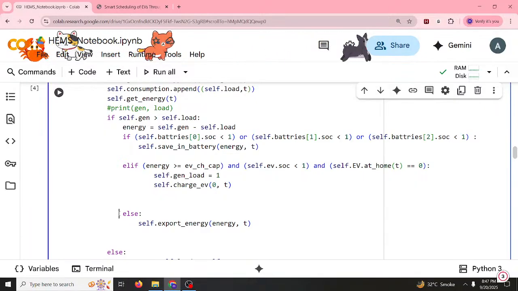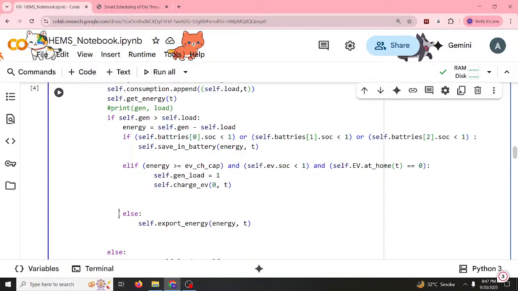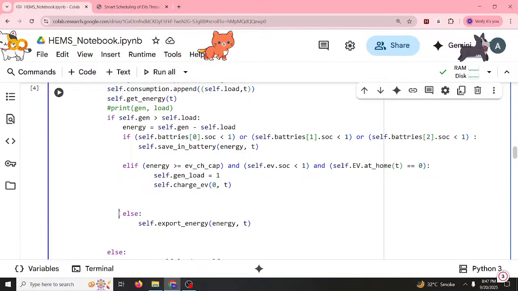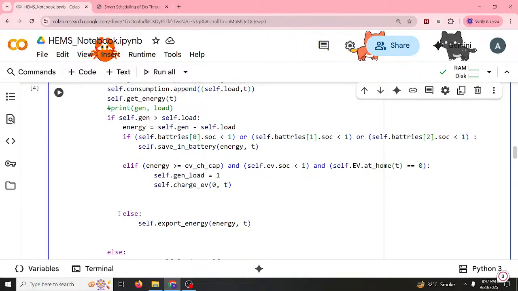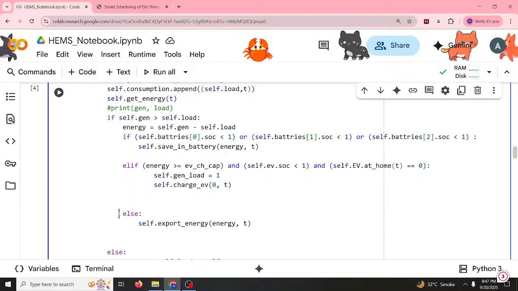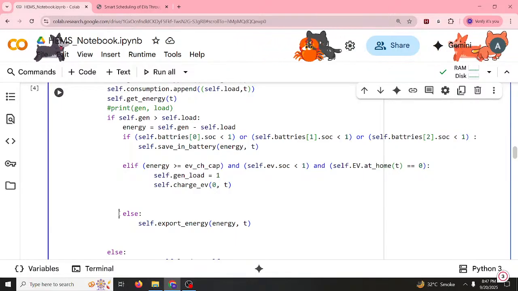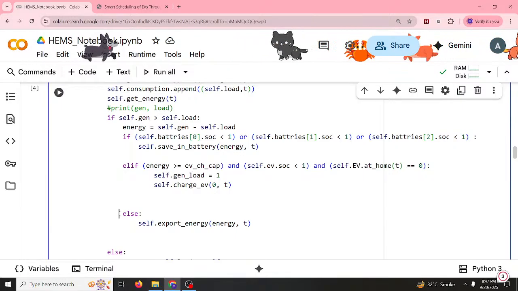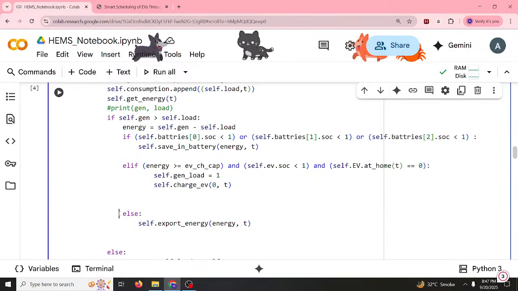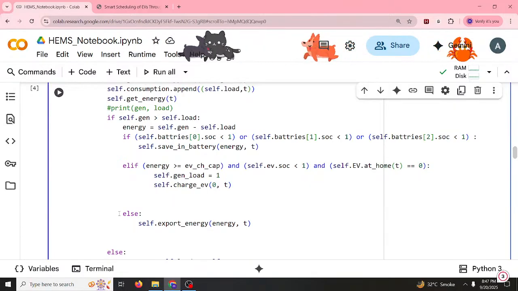My objective in the paper was to first save some energy for night, and also for charging the EVs. So I save the energy in the daytime first of all, then I charge the EVs later, and then I export the energy.